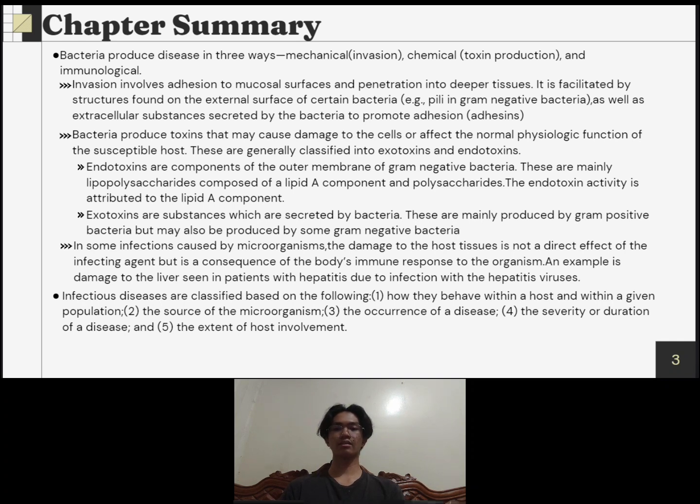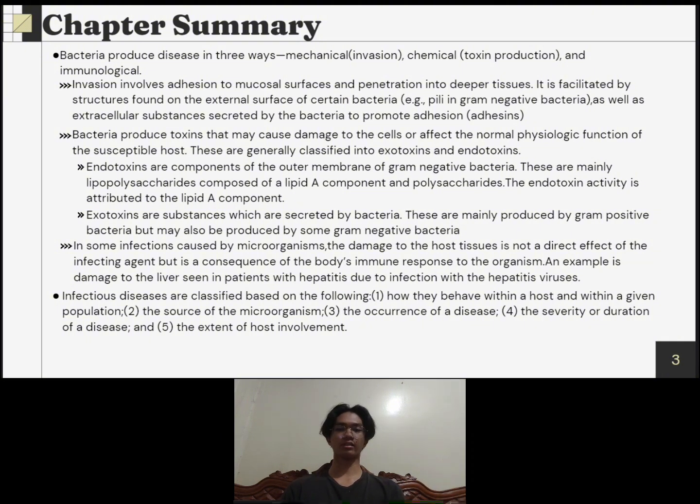is the invasion. Invasion involves adhesion to the mucosal surface and penetrates into deeper tissues. It is facilitated by structures found in the external surface of certain bacteria, as well as extracellular substances secreted by the bacteria to promote adhesion. So, ito yung first move ng bacteria na pumasok sa katawan natin para ma-infect at mag-spread.